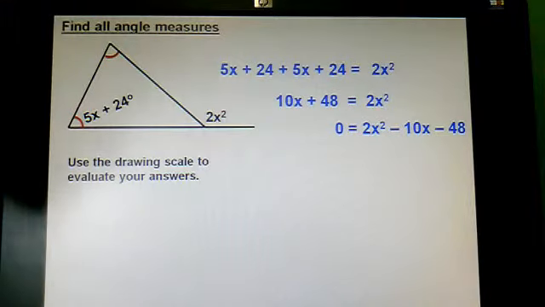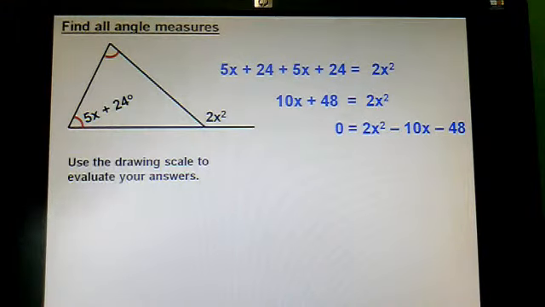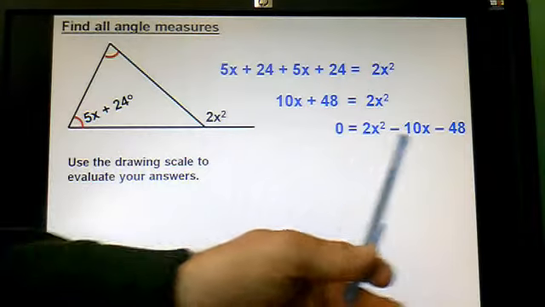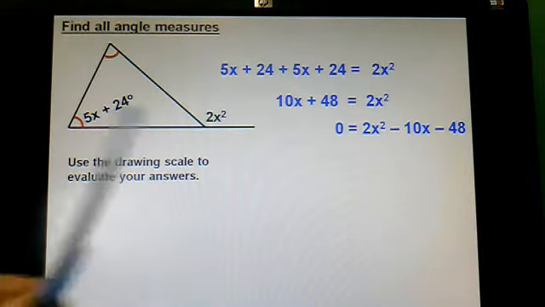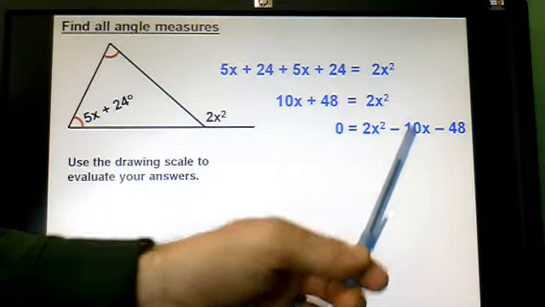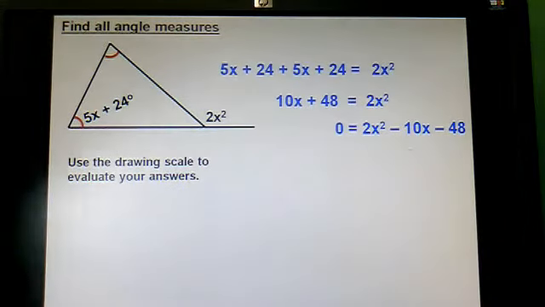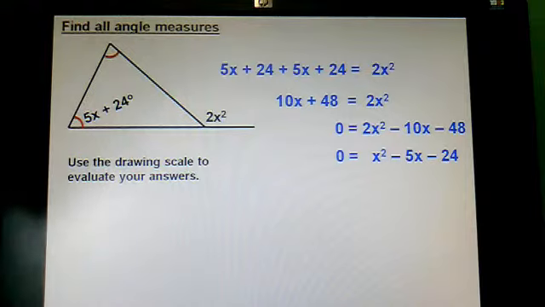All right, guys, I'm back for the last part of this. So if you realize that 2 goes into all these, you can reduce this and make it a little easier problem to solve. This becomes x squared, this becomes negative 5, and this becomes negative 24. Makes it much simpler to factor.